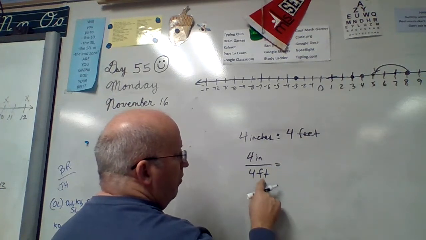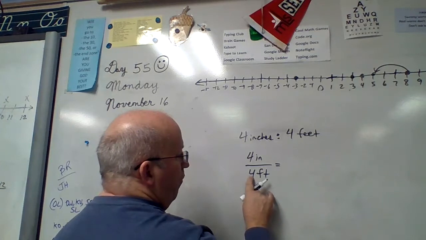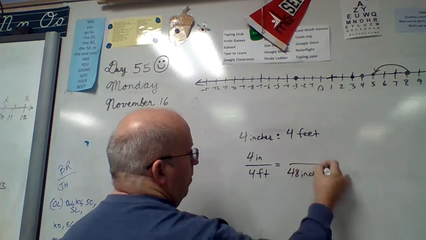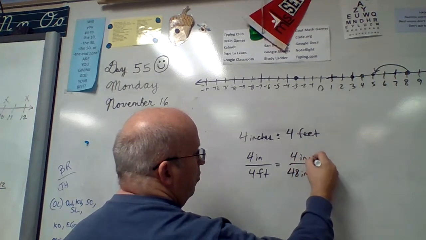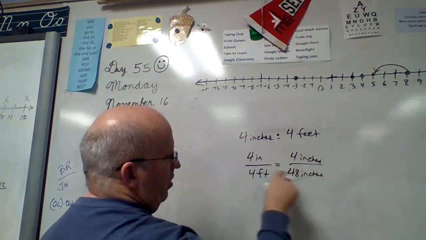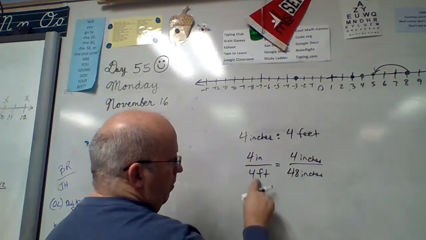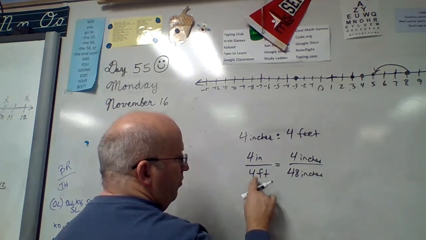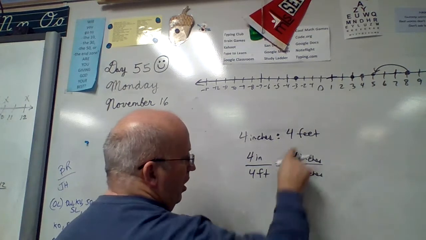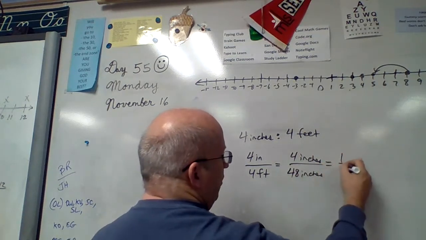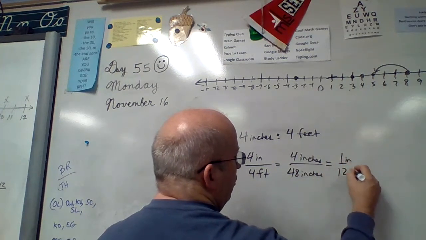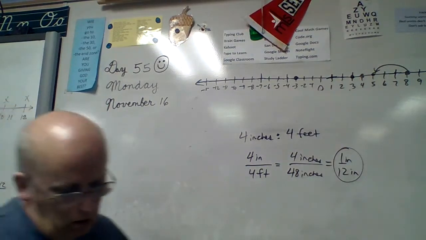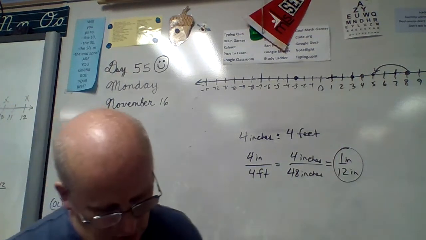There's 12 inches in every foot, so 4 times 12 would make 48 inches compared to those 4 inches. This doesn't look like the same fraction as that, but these two fractions are equal to each other because 4 feet is 48 inches. Now this we can simplify down to 1 over 12 because both of those numbers are divisible by 4. Let's go to number 12 at the bottom.